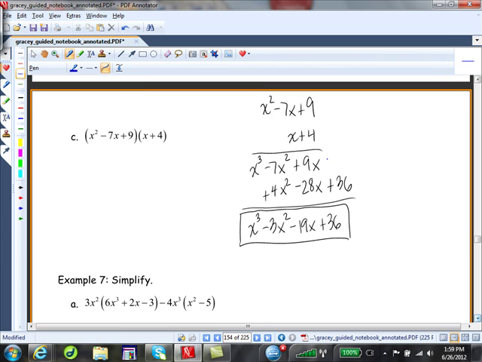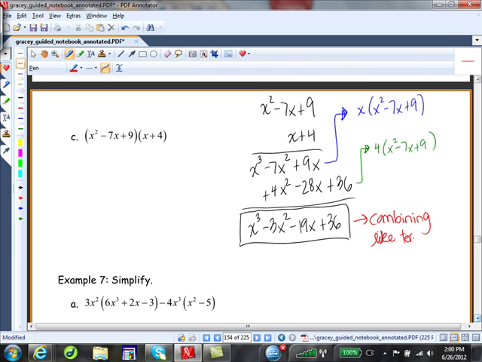So just so you can keep track of what happened, this line was x times x squared minus 7x plus 9. That was the result for that one. This line was 4 times x squared minus 7x plus 9. And then this line was the result of combining like terms.